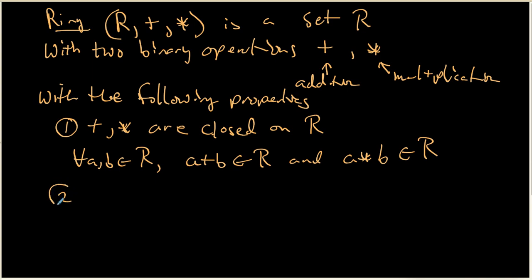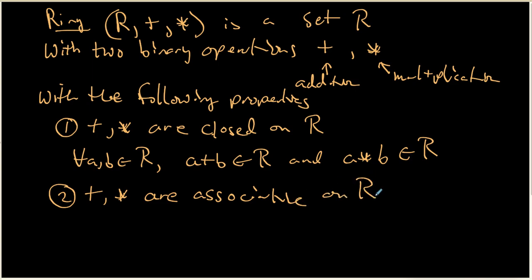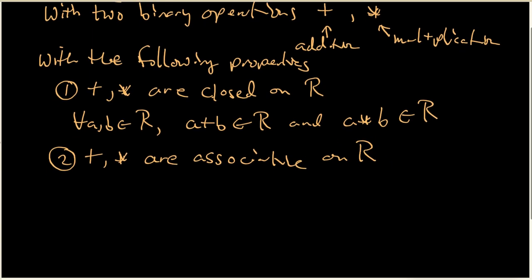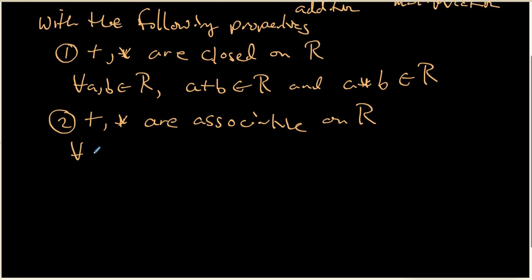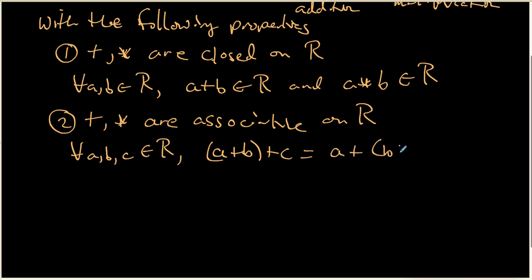The second thing is that we want both plus and times to be associative on our set R. And what does that mean? Well, that means that for any A, B, and C inside my set R, we have to have A plus B in parentheses plus C is the same thing as A plus B plus C in parentheses. And we have to have A times B times C is equal to A times B times C in parentheses that way.